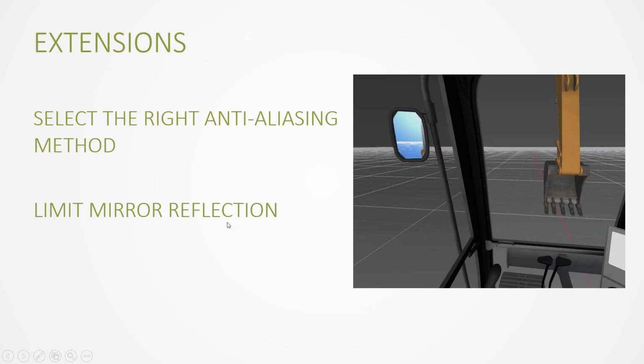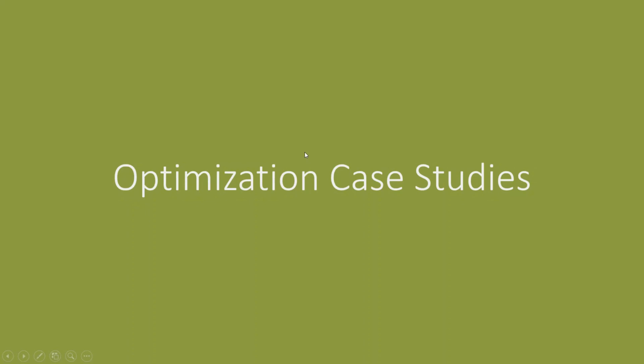And Marc-Alexandre referred to this earlier when he was talking about the excavator model. Consider limiting mirror reflection quality and frequency. This little mirror here is actually considered an extra viewport, so you have to render the scene an extra time every time you add a mirror. Now, if it's useful because your operator must learn to operate it, obviously you're going to want to use it, but make sure that you fine-tune the quality and the frequency appropriately.